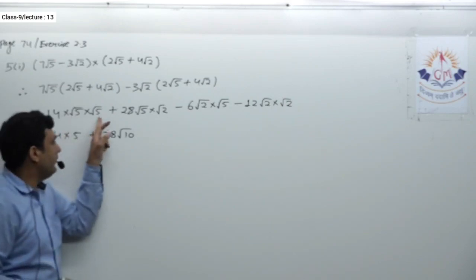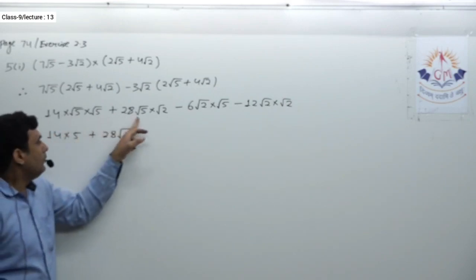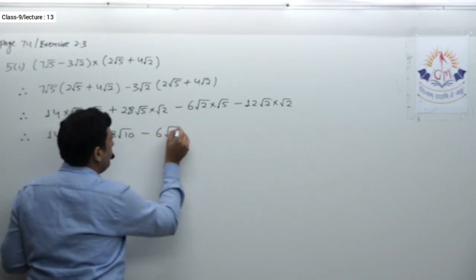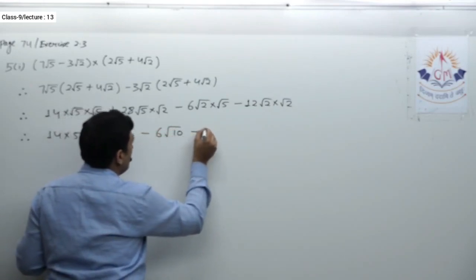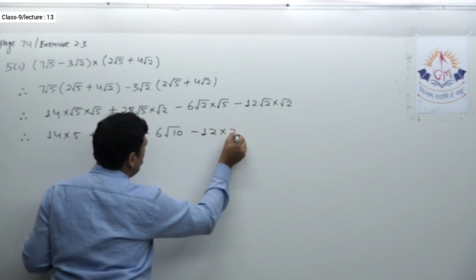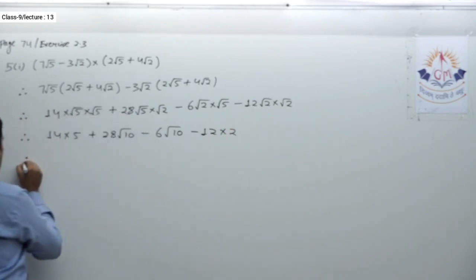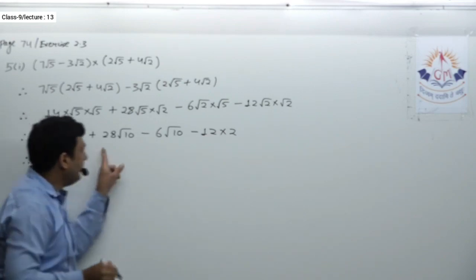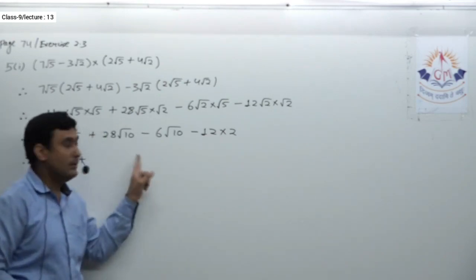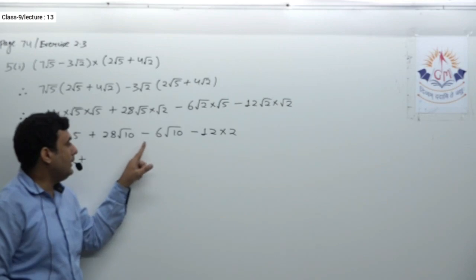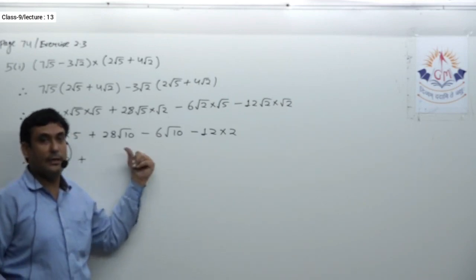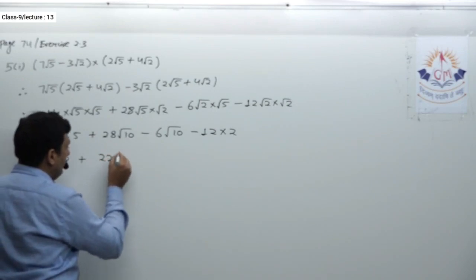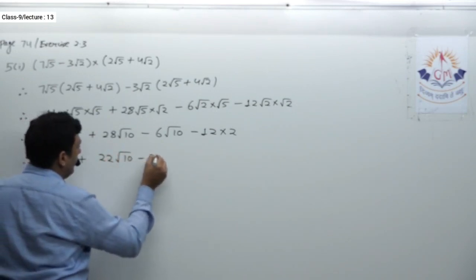Here root 5 into root 5 gave you 5. Root 5 into root 2 is root 10. Minus 6 root 10 minus 12 into 2. Okay, so now 14 into 5, 70. Now over here you can see these two terms are like terms. This is 28 root 10, this is 6 root 10. So 28 root 10 minus 6 root 10 gives you 22 root 10 minus 24.